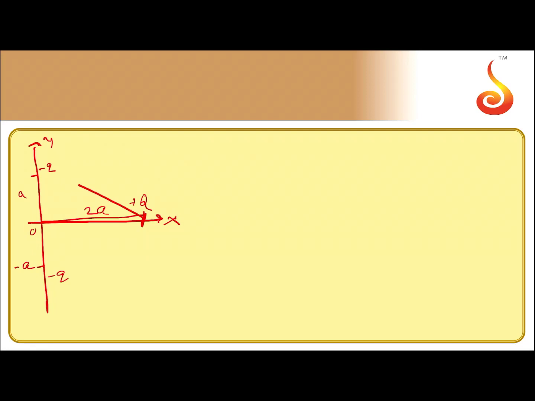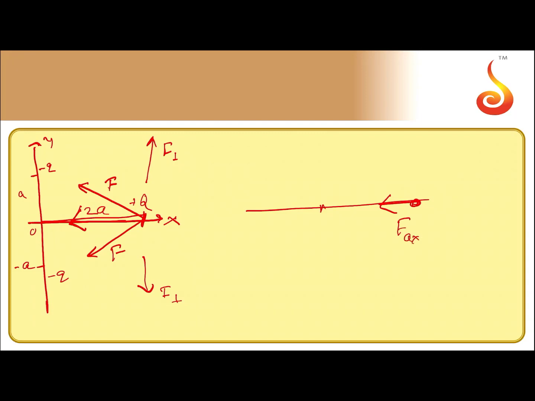So if you observe, this charge experiences two forces along these directions, and these two forces are equal in magnitude. If I resolve them into components, I notice the perpendicular components cancel, and the axial components remain. Thus, this charge starts accelerating under the influence of the axial force. It comes to the origin but does not stop there because of the momentum it has gained. It overshoots that position and goes to the other side.